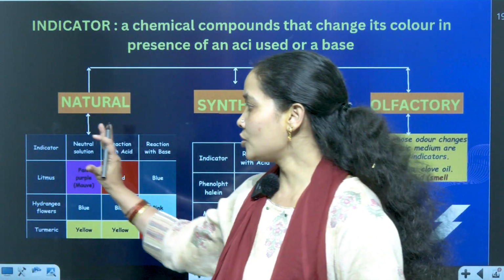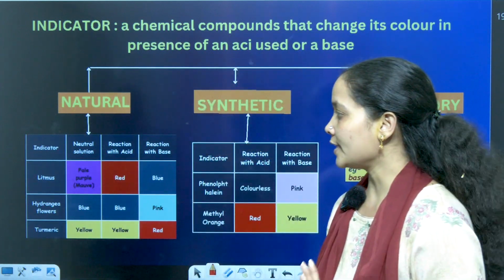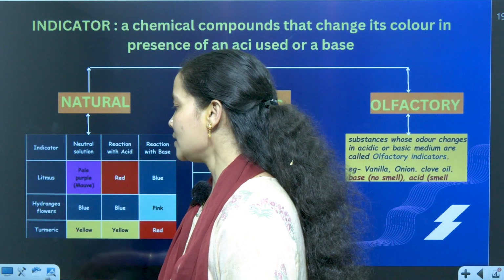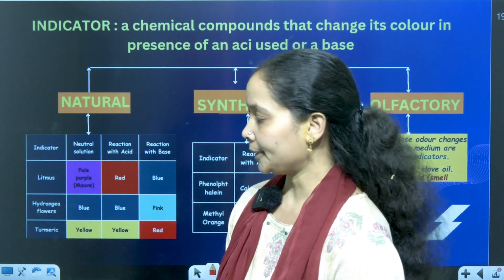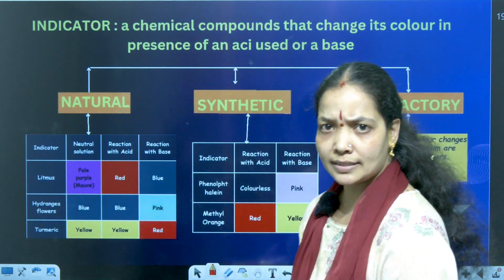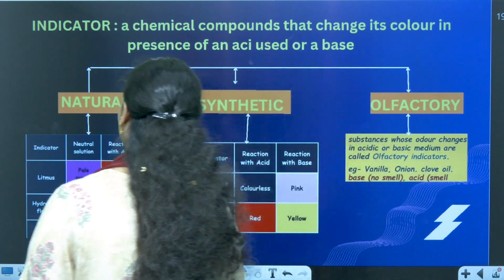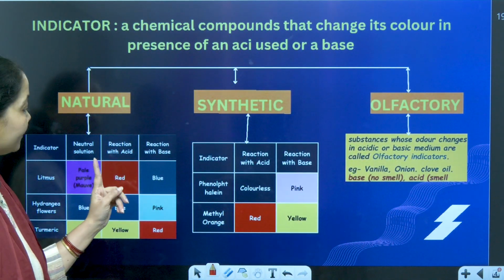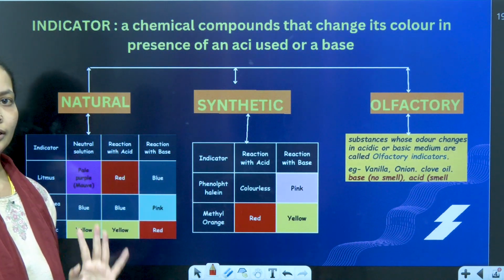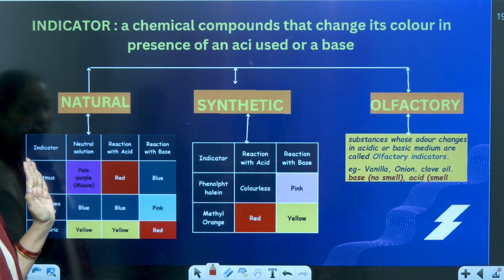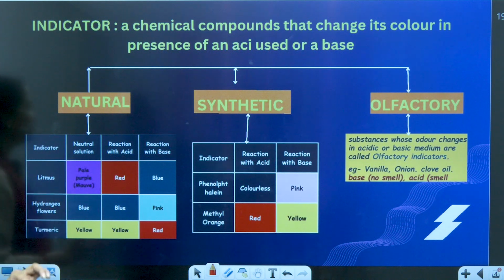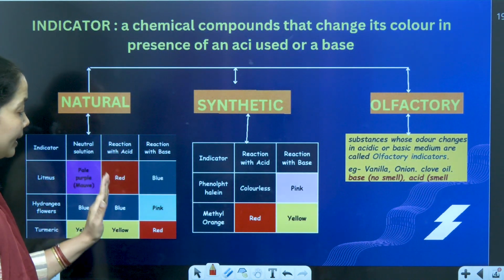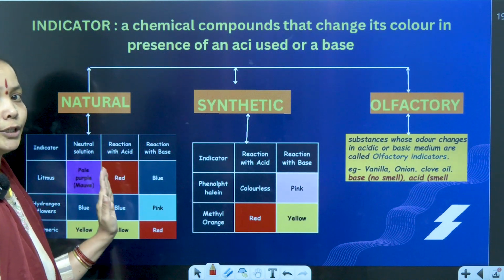Whenever I come to natural indicators, there are three important things. One is litmus, the next one is hydrangea flowers, and the third one is turmeric. As I told you in the previous slide, litmus basically has three types: purple litmus, red litmus, and blue litmus. If I dip litmus in a base, it will turn red to blue. If I dip it in an acid, it will turn blue to red.